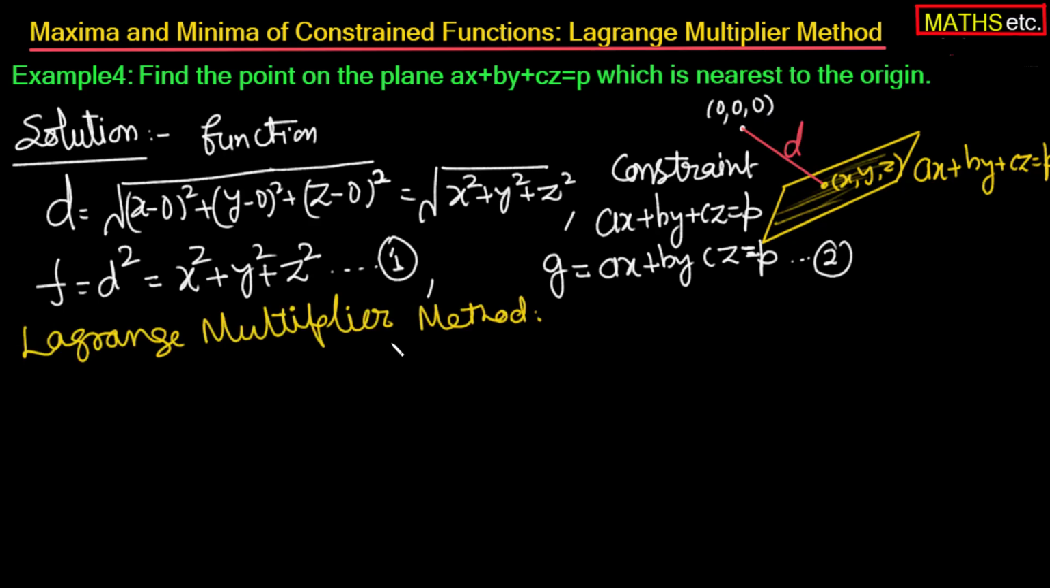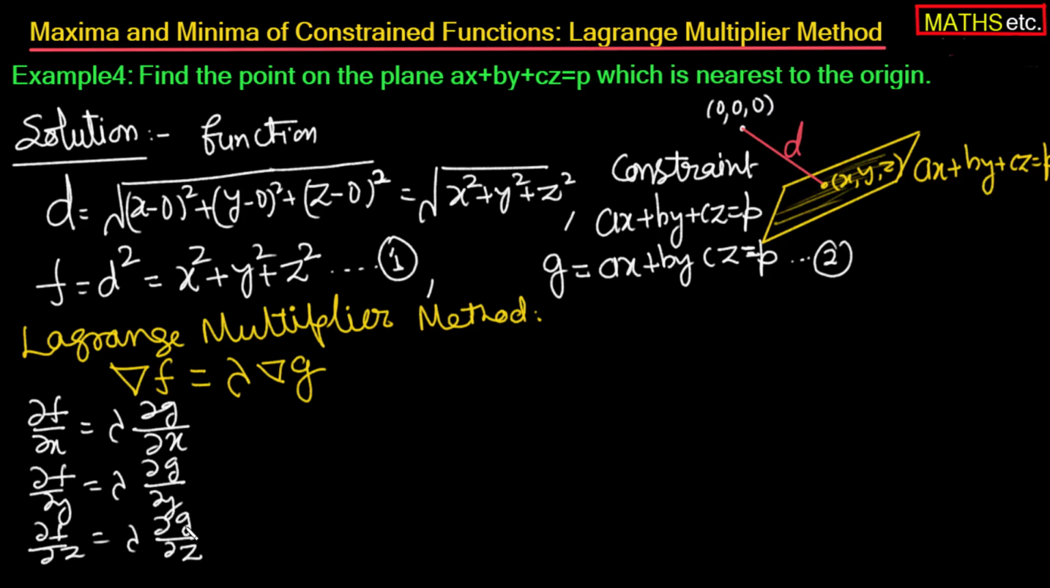And what does this Lagrange multiplier method say? It says that the gradient of the function f equals lambda times the gradient of g. Now when we write this equation in component form, we simply get the partial derivative of f with respect to x equals lambda times the partial derivative of g with respect to x, and similarly with respect to y and with respect to z. So these are our equation number 3, equation number 4, equation number 5.